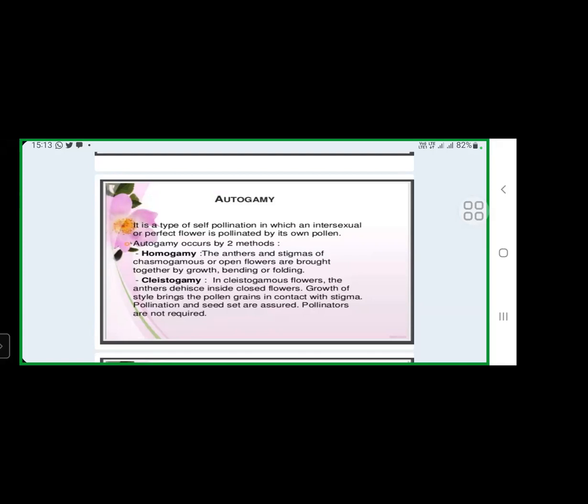That is the homogamy and cleistogamy. Okay, so most of the angiosperms bear chasmogamous flowers. That means the flowers which have mature anthers and stigma. That is the chasmogamous flowers. They expose them to the pollinating agents either due to the opening of the flower or by the protrusion of the anthers and stigma from a closed flower to the outside environment.